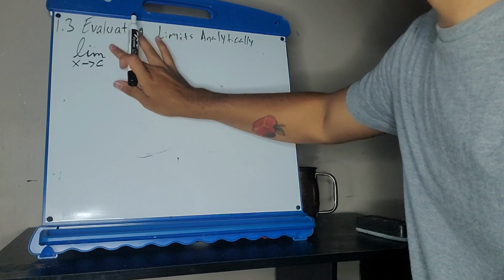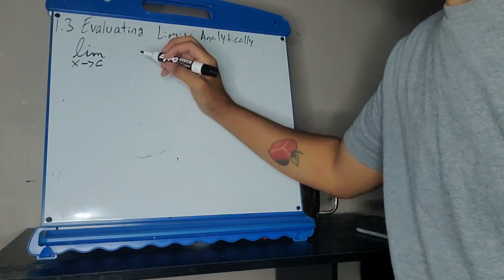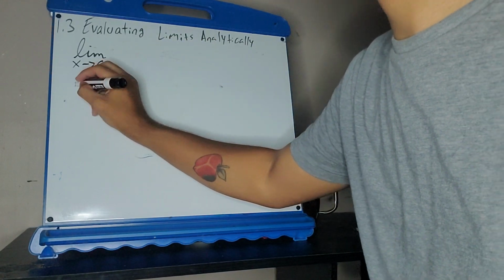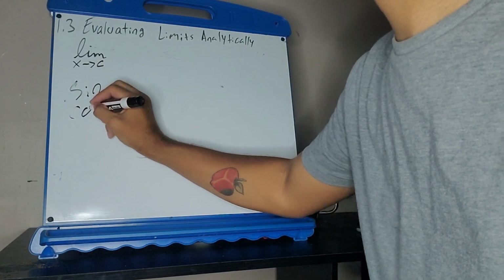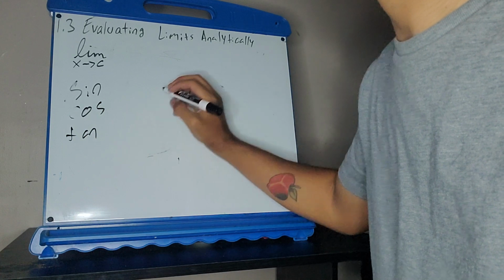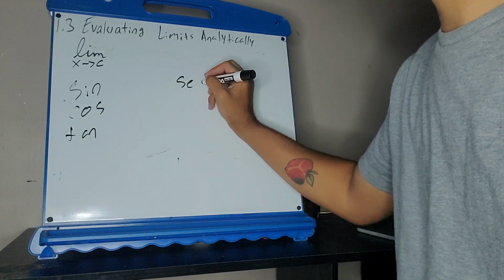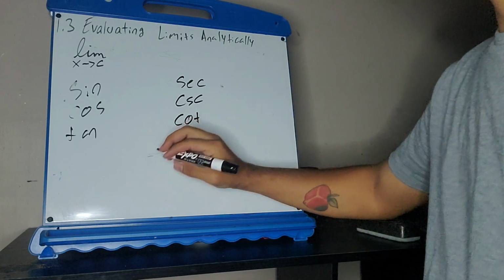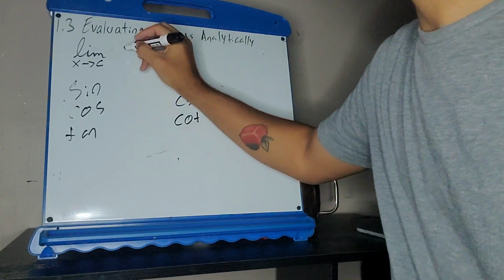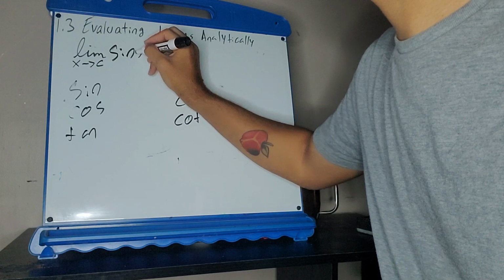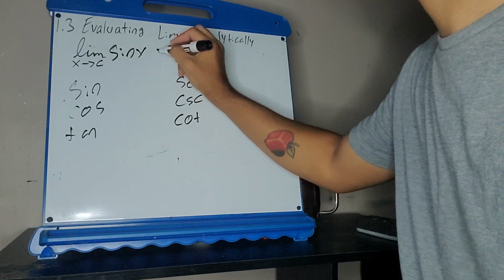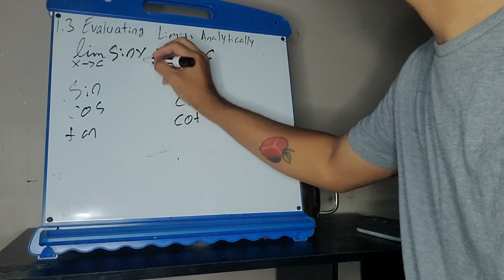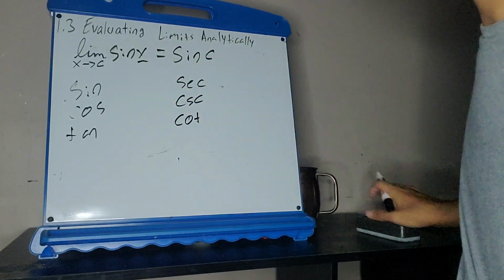Another theorem that we can present will be evaluating the limits of trigonometric functions such as sine, cosine, tangent, secant, cosecant, and cotangent. All of them will apply to the same rules. Any single one that has a limit to a value will just be equal to itself using direct substitution.